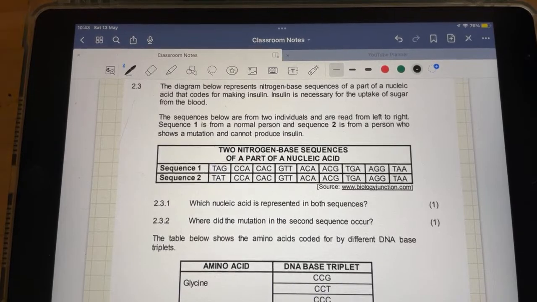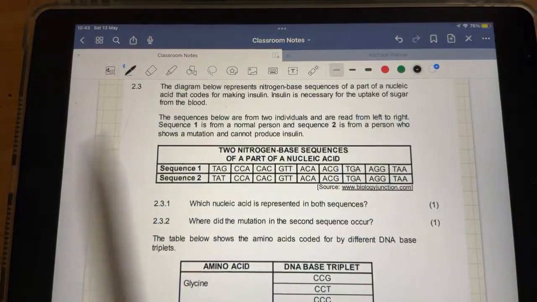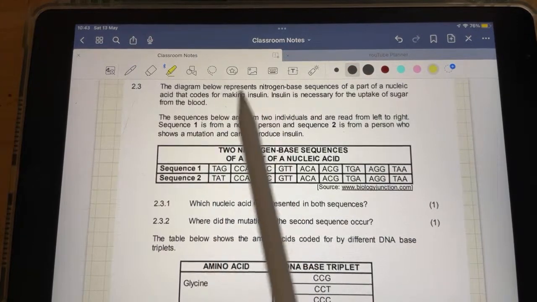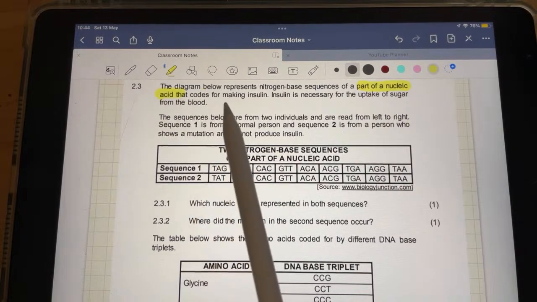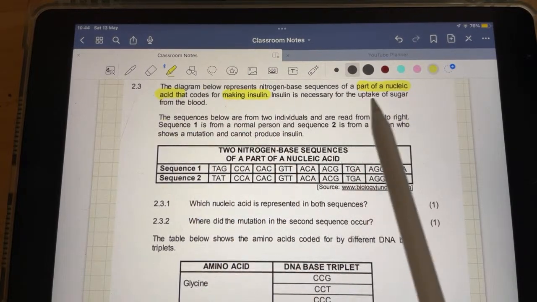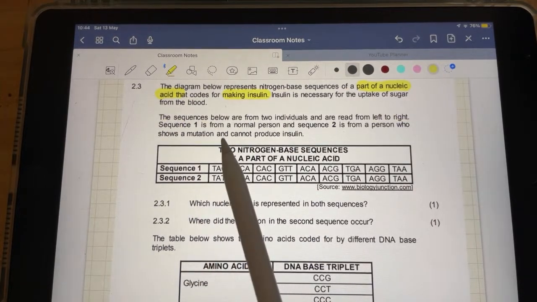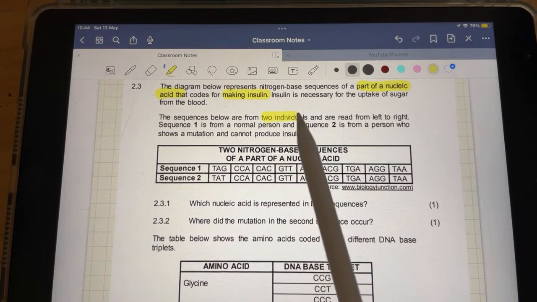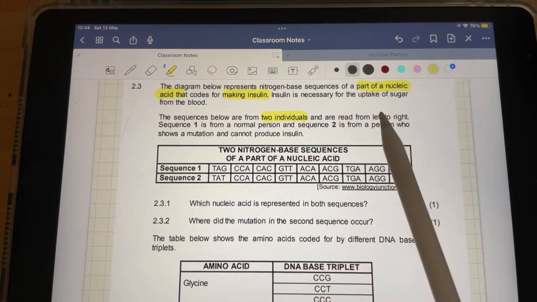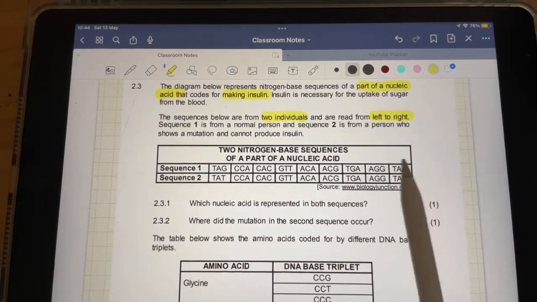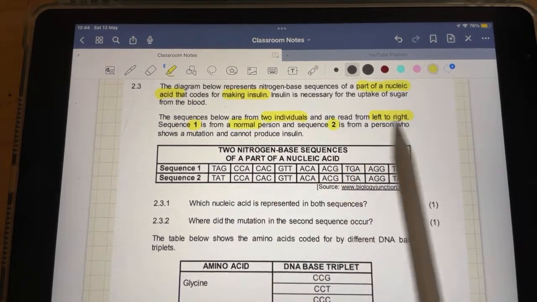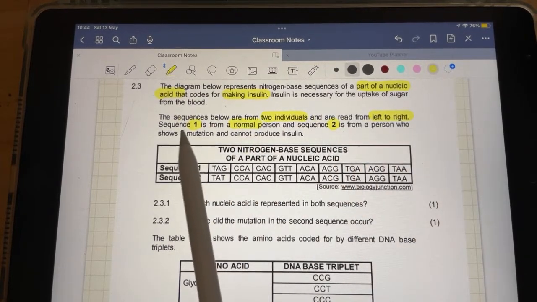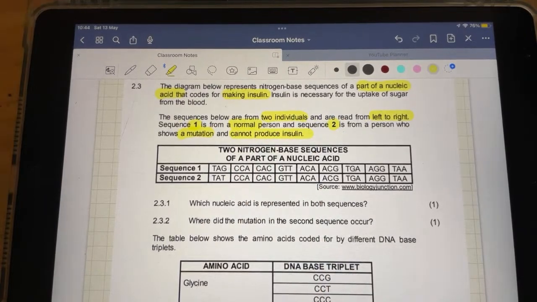All right, so let's get into this DNA question. It says the diagram below represents the nitrogenous base sequence of a part of a nucleic acid. They don't tell us which nucleic acid. That codes for making insulin. Insulin is necessary for the uptake of sugar in the blood. The sequences below are from 2 individuals and are read from left to right. So we always read from left to right. Sequence 1 is our normal person, and sequence 2 is from a person who shows a mutation and cannot produce insulin, which probably means they're diabetic.